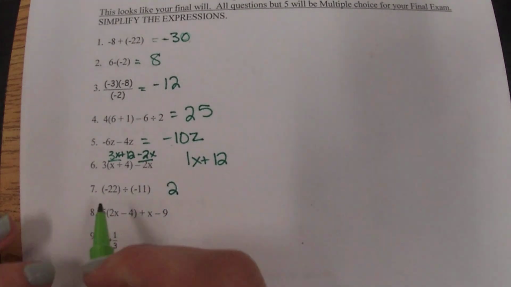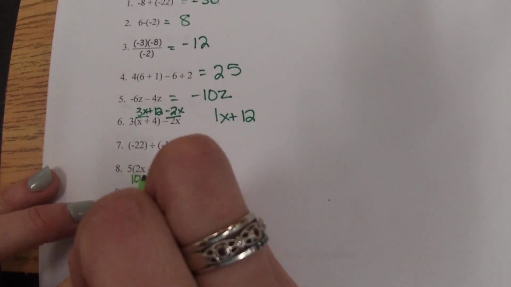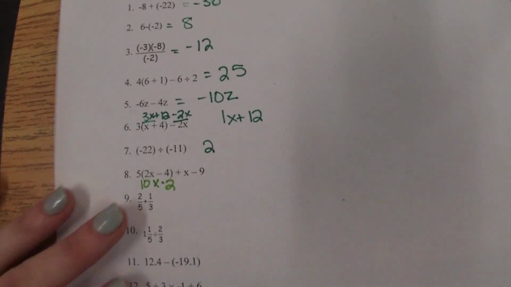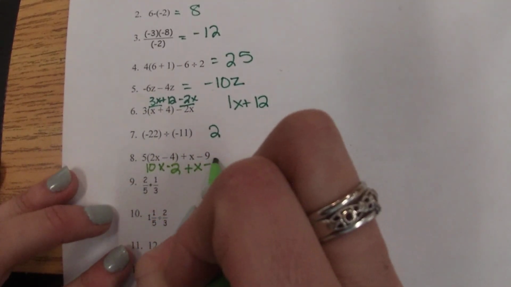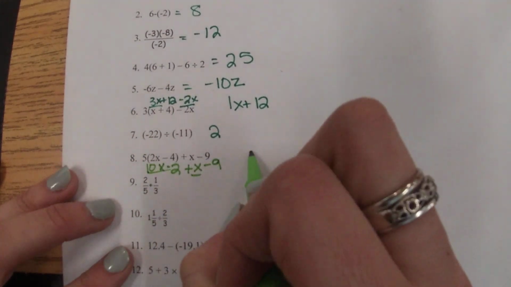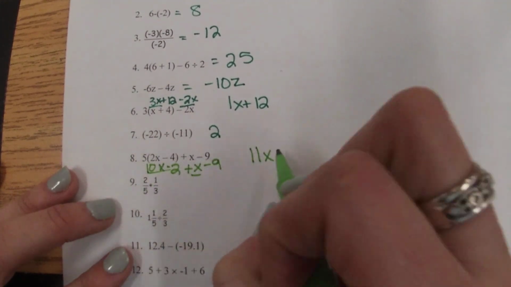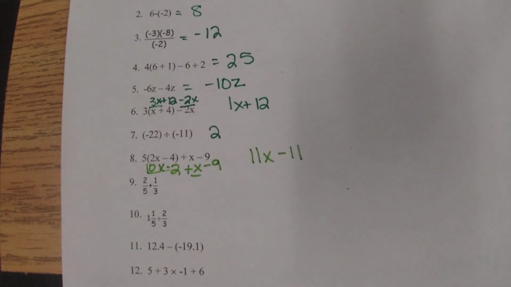Number 8, if we distribute, we'll get a 10x minus 20. Sorry, I'm going to move my paper there. So then we'll have plus x minus 9. Again, combining like terms, 10x plus x gives us an 11x. -2 minus 9 gives us a -11.